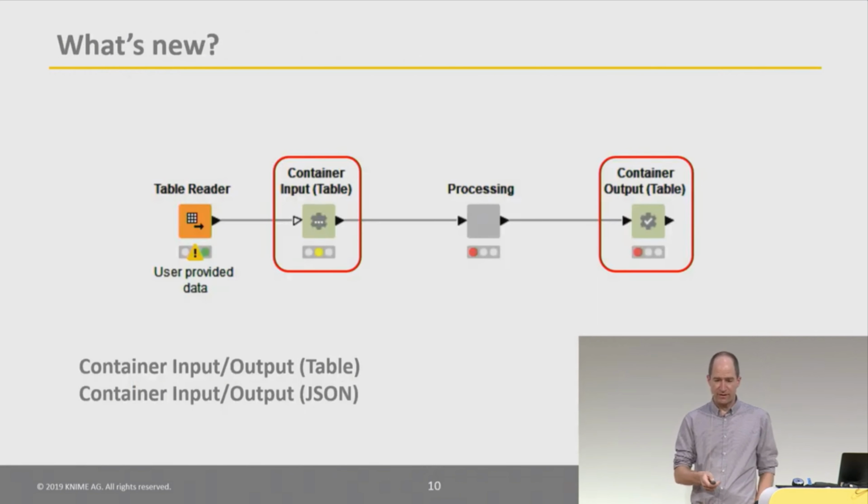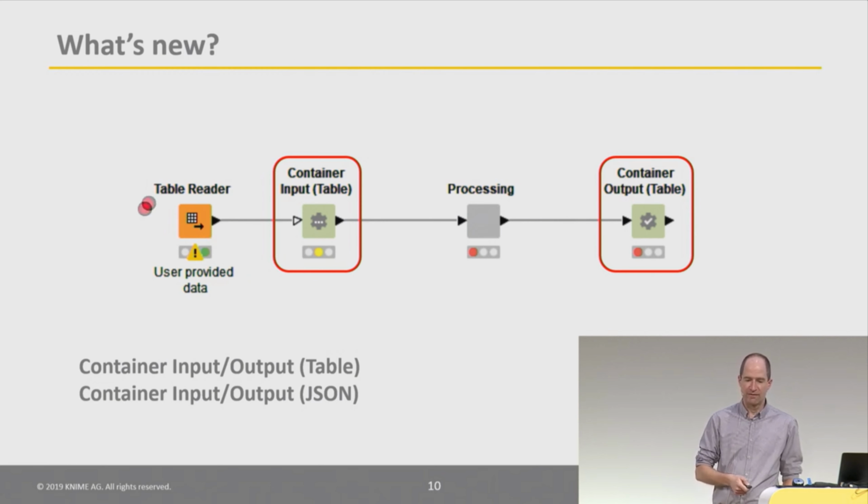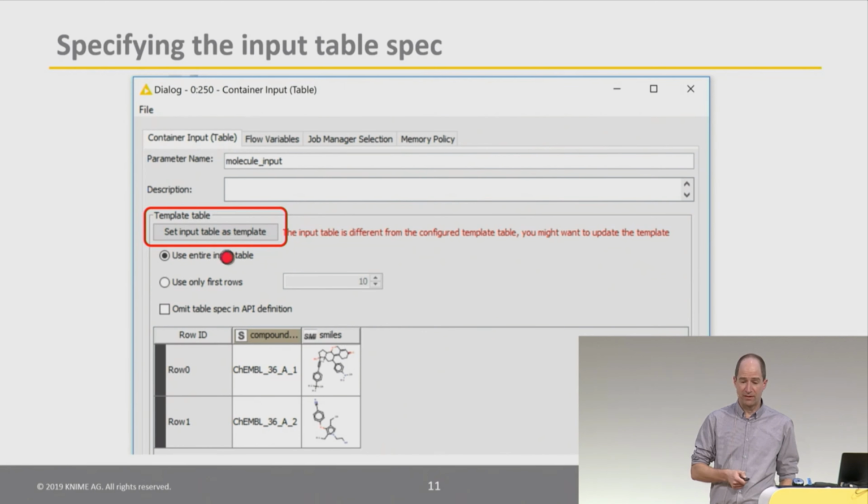So in the previous workflow, you can see I have a table reader that reads sample data in. This is the data that my workflow expects. In container input table, I press that button and it reads the data out of that table and then shows it to me here. Right, so I see kind of the first few rows of that. I also see the column types. So I see column names and column types.